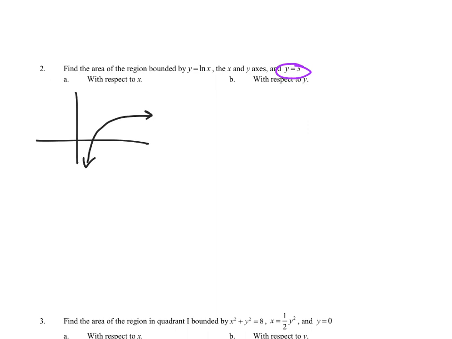It has an x-intercept at 1. And it's telling us to go out to y equals 3, which I'm just going to ballpark. I'm going to pretend that that's y equals 3. Now, a logarithmic function increases without bound, but its rate of increase decreases, which means that it's very steep early on, but then it shallows out.